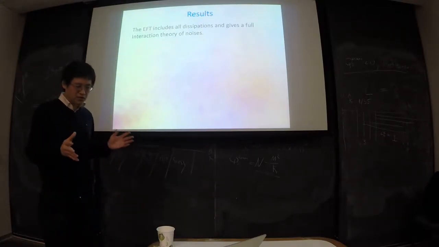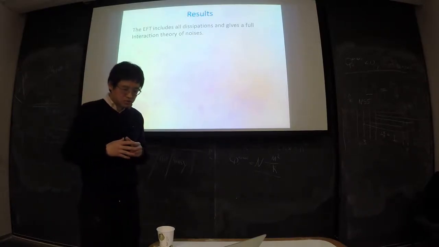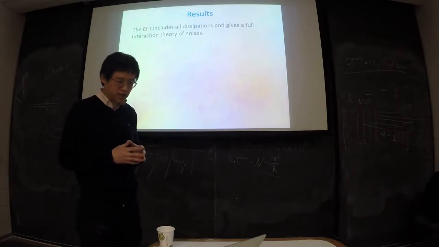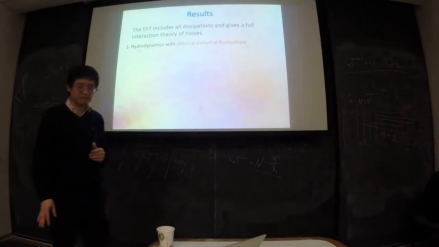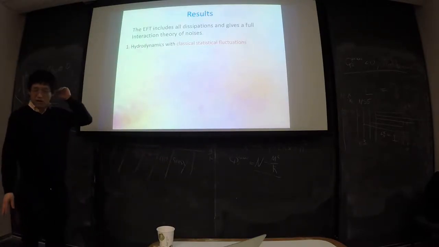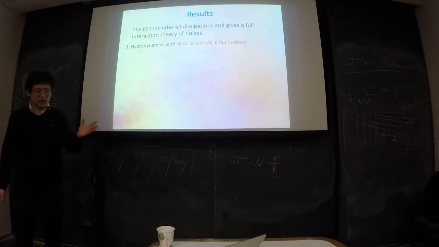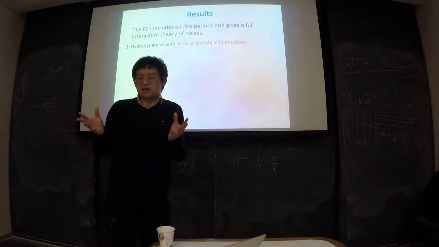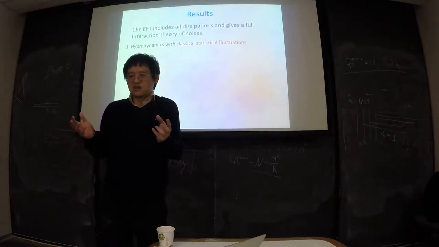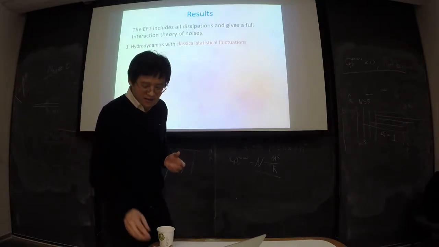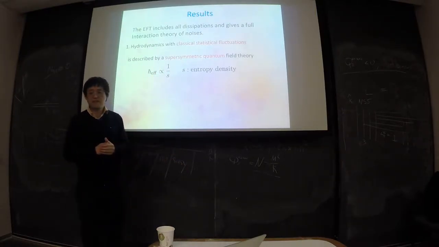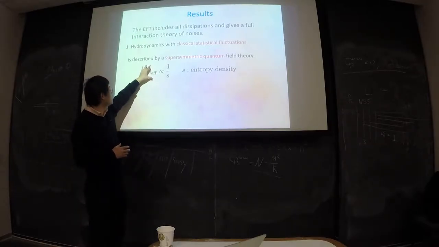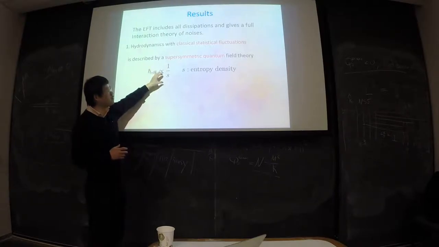So here, let me just first tell you the slogan. We will write down an effective field theory. I will incorporate all dissipative effects and give you an interacting theory of noise. And you can do this at two levels. You can first do this at one level. You say let's not forget about quantum mechanics, let's just think about the classical statistical fluctuations. Even if you study classical statistical fluctuations, that means you have to do a path integral. That is already described, it turns out, by a supersymmetric quantum field theory. And this supersymmetric quantum field theory actually has an effective h bar, say given by one over entropy density.